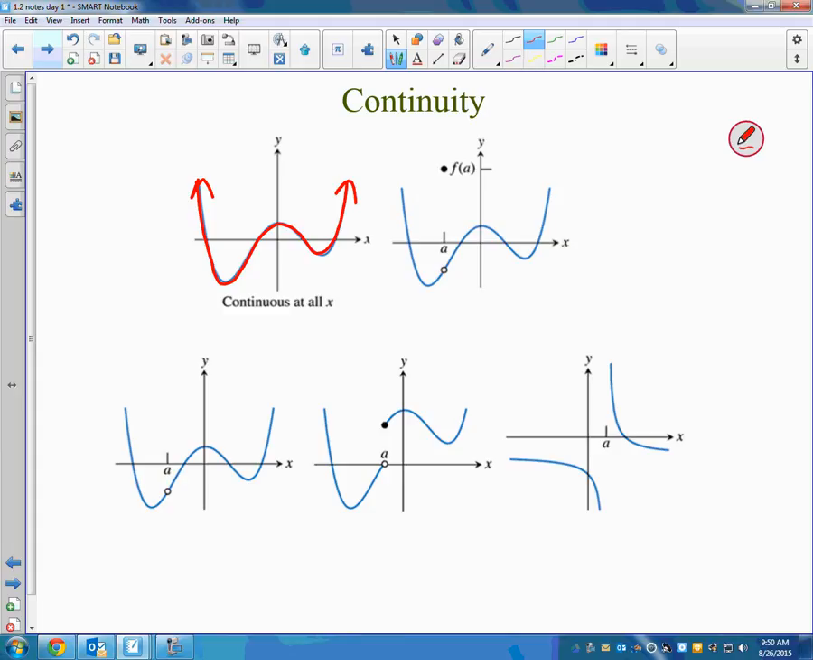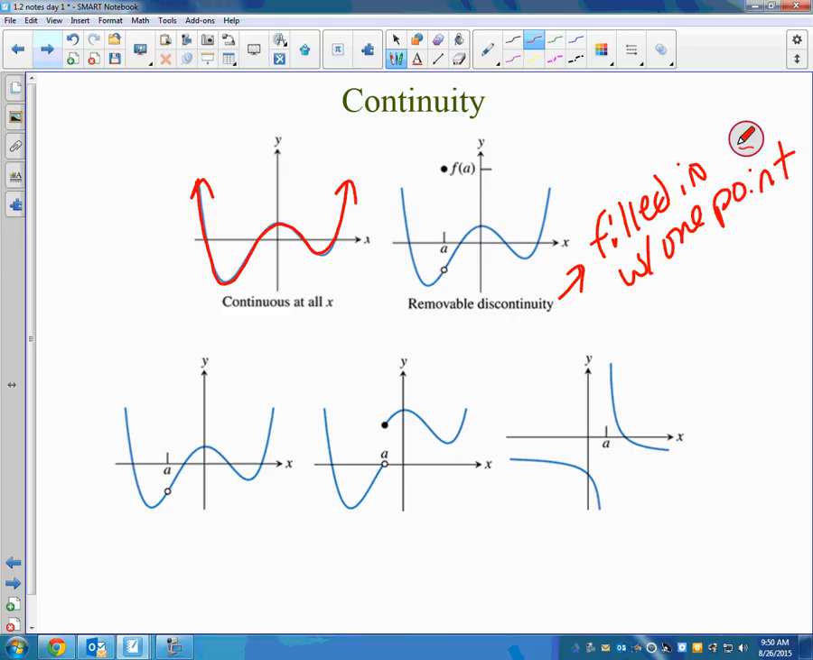All right, so I have different ones here. This one, there's a little hole right here at a, and then there's a little dot up there that's actually going to be like a piecewise function that we'll talk about later. But this is called a removable discontinuity. The definition of a removable discontinuity is that it could be filled in with one point. Basically, if there's a hole in your graph, that's removable, because all you have to do is fill that one hole in, and then it's continuous again. If we could just take that one little black dot and move it down, we now have a continuous function.